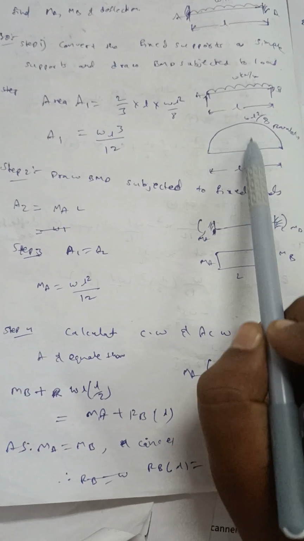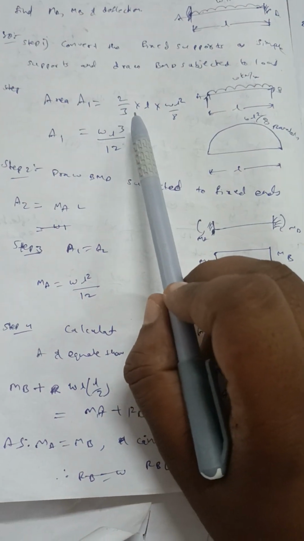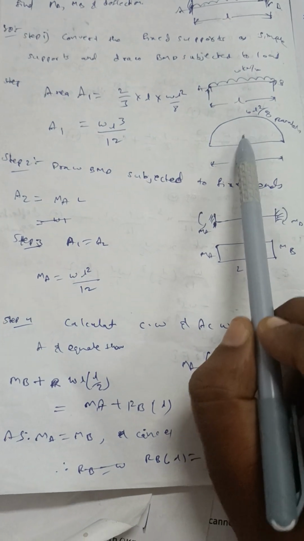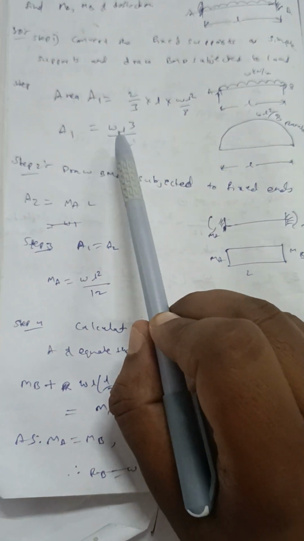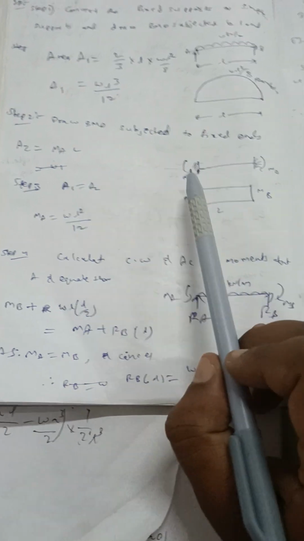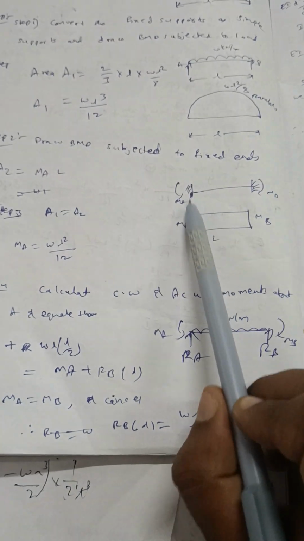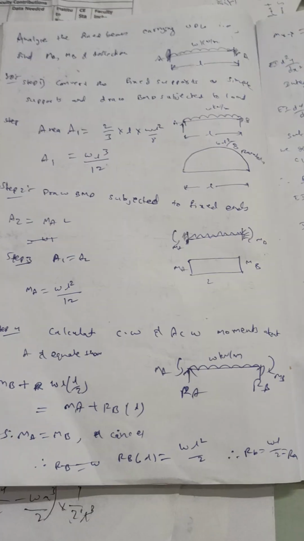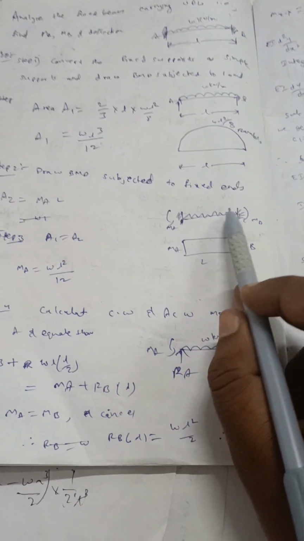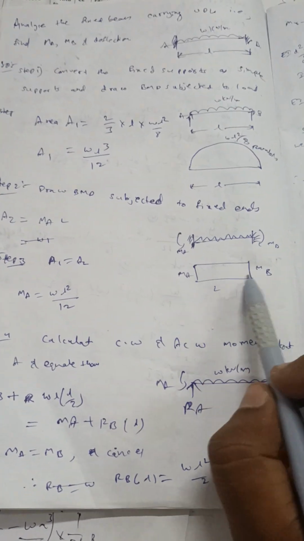So what is the area formula for the parabola? Area is 2 by 3 into base into height. 2 by 3 into L into height, which is WL square by 8. So A1 is WL cube by 12. Second step, draw the BMD subjected to fixed ends. So for these fixed ends with UDL, I have drawn the bending moment diagram.